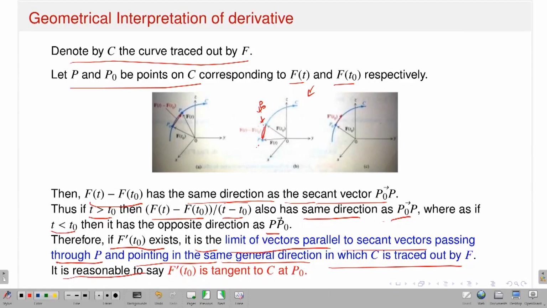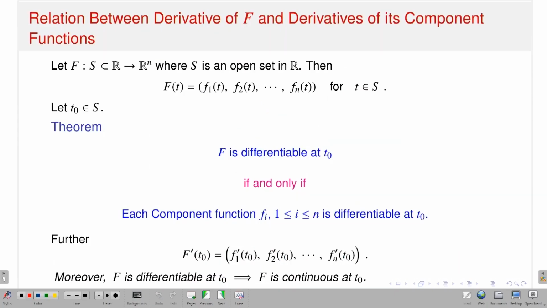So it is reasonable to say that f prime t naught is the tangent to C at p naught, if the derivative exists. Because for any point p, it is nothing but the secant vector, and as t approaches t naught, it becomes a tangent, like in the real variable case. So that's the kind of relation, as I said.